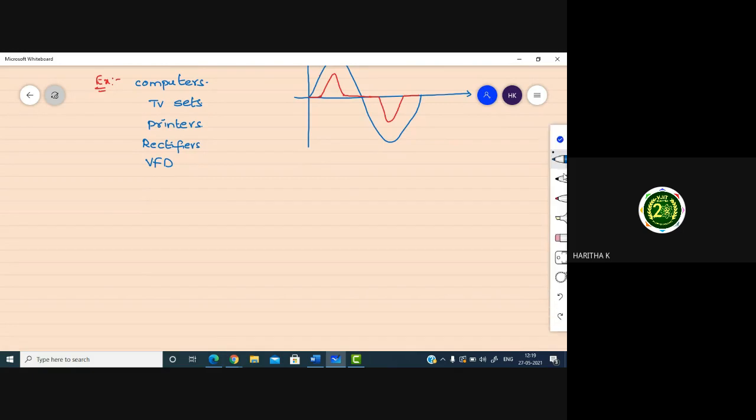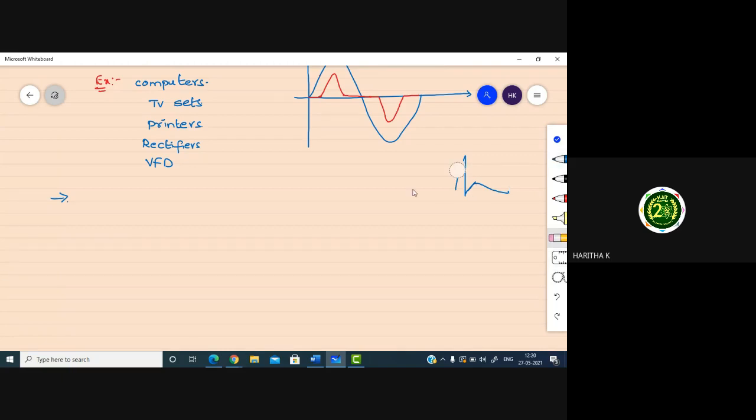So these nonlinear loads, what are they doing? They will draw current in sudden short pulses, abrupt changes. Suddenly the current may increase, suddenly the current may decrease. So abrupt changes in the current will take place in nonlinear loads. Because of these sudden changes in the currents, harmonics will be developed.